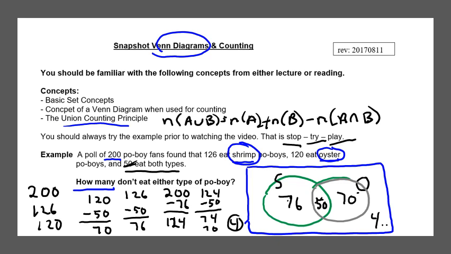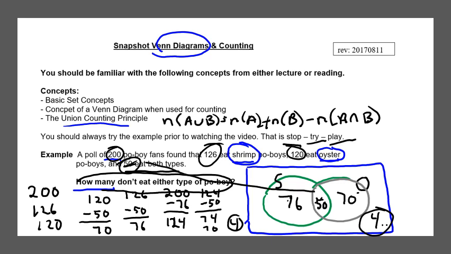So now I have my Venn diagram filled out. I can start answering questions. How many don't eat either type of the po' boy? 4. But notice what I did. I aimed for the number that I could locate exactly where that number appears. In other words, I can't work with a number until I know how it breaks up into the distinct regions. So we're going to move on to the next slide here.